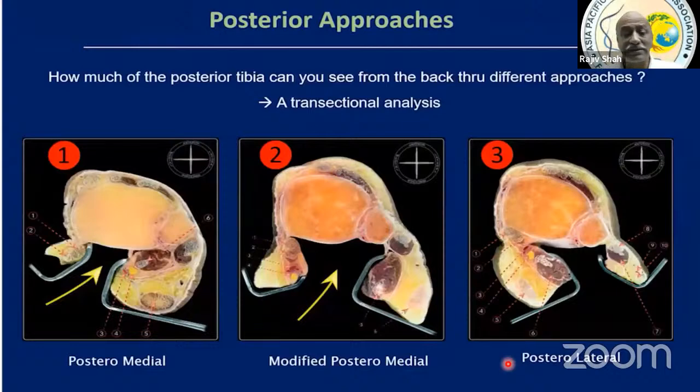This is the kind of visualization you have when you see through the different approaches. This was a cross-sectional analysis done in the same article. Through the posteromedial, this is the amount of posterior part of the tibia you see. Through the modified posteromedial, you could see everything, fibula and complete tibia. And through the posterolateral, you are able to see the incisura, part of the fibula and the tibia. So this is the access you have with posterolateral. This is through the posteromedial, but this is the approach which gives you complete exposure. And I'm going to show you the drawing.